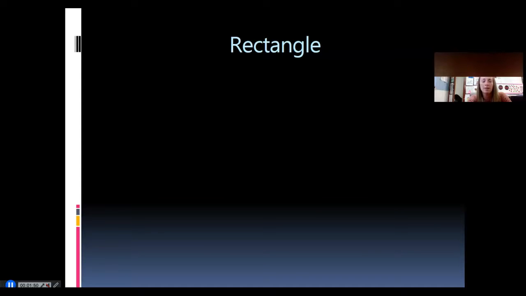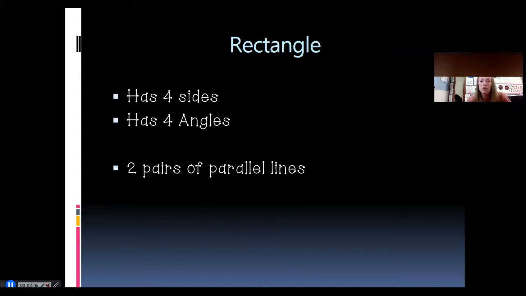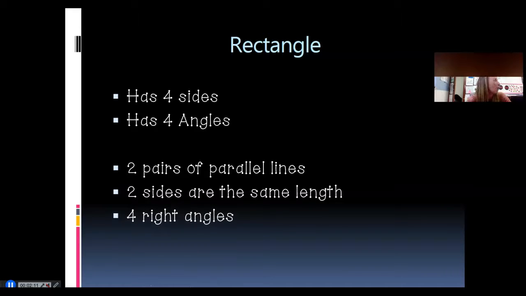Our next one is a rectangle. A rectangle has four sides. It has four angles. Notice that a rectangle and a square are the same. They have four sides and four angles. But they have two pairs of parallel sides. Two sides are the same length. They have four right angles.